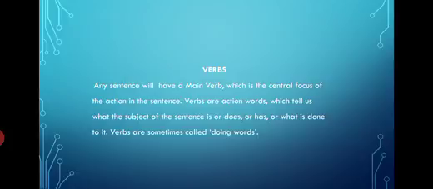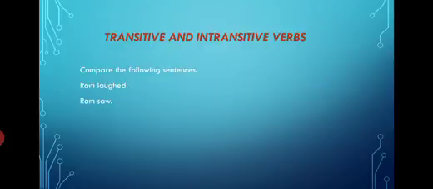These verbs have two types. One is the transitive verb and the other is the intransitive verb. Let us see what transitive and intransitive verbs are. Compare the following sentences. There are two sentences here: one is "Ram laughed," and the other is "Ram saw."